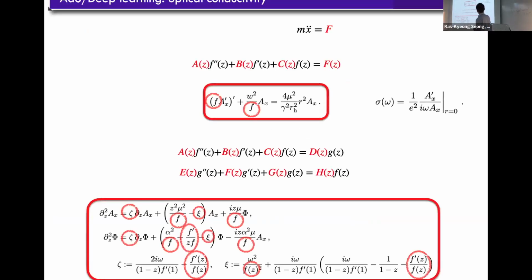Right. So now let's generalize. I started with this example. Then this is one specific example of this general form. This is a second order ordinary differential equation, and suppose A, B, C, all the red ones, are unknown. Of course, you can solve this by machine learning because the principle is the same.